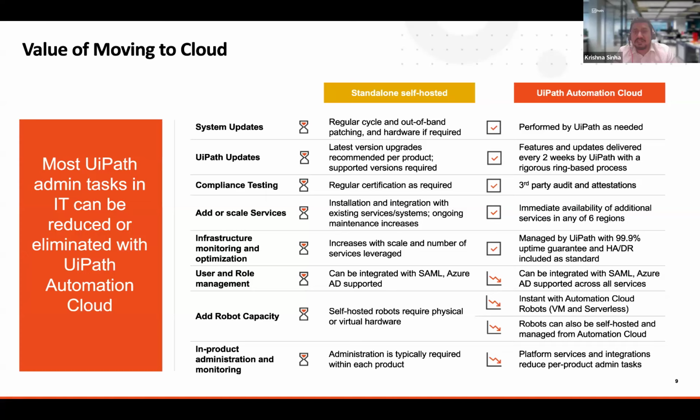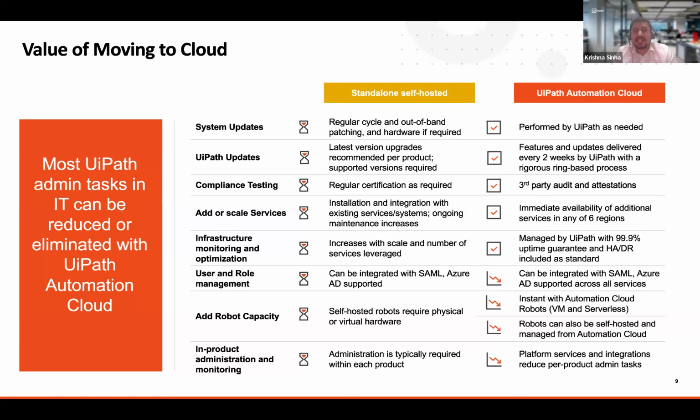But in Automation Cloud, every 2 weeks, the upgrade is performed in a rigorous ring-based process, so there is no need to worry on the update side. Compliance testing: obviously on standalone, you need to check from your side whether all the compliance of the product is fine or not. But in the cloud, third-party audits and attestations are available. Adding and scaling up services is very easy in the cloud. It's just a single click on the product to add to your service, and it will help you explore more on the product. But in standalone, it's not always possible. There are restrictions, and you need the installation and integration of software and hardware whenever required.